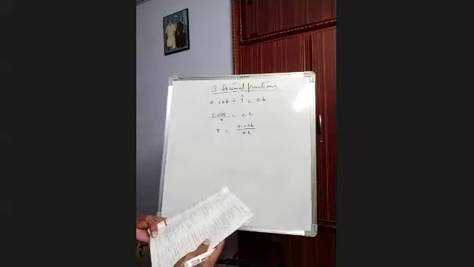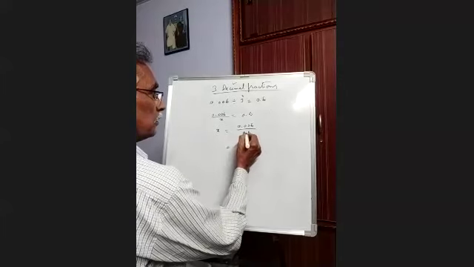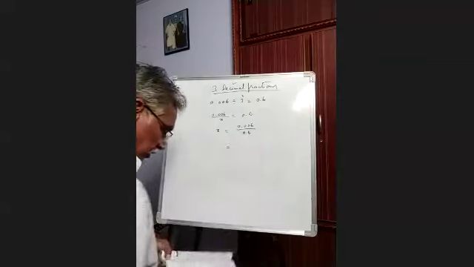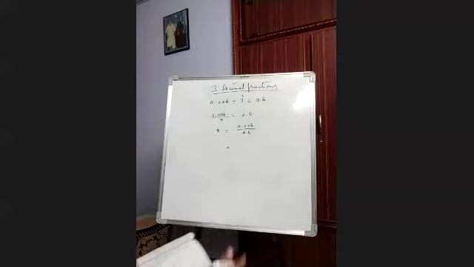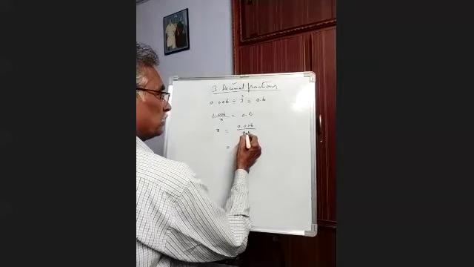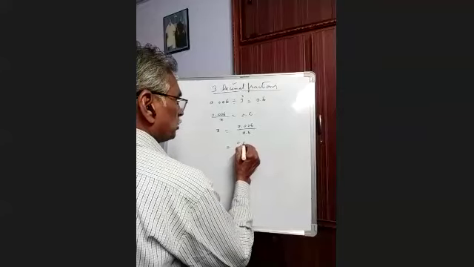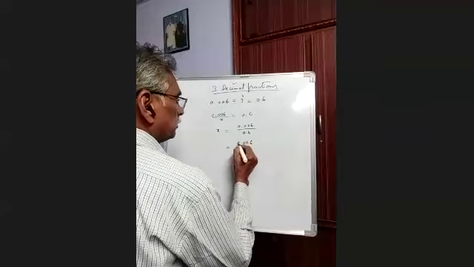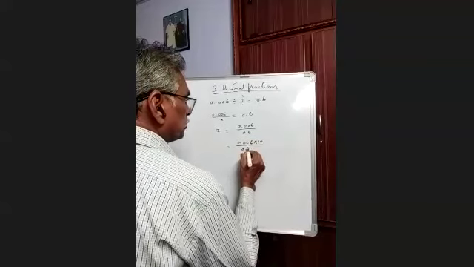I hope you have understood. Then here we have to remove the decimal places in the denominator compulsorily. So multiplied by 10, 0.006 into 10 by 0.06.